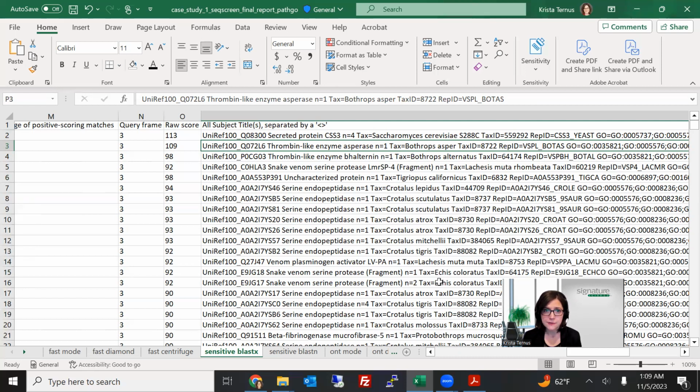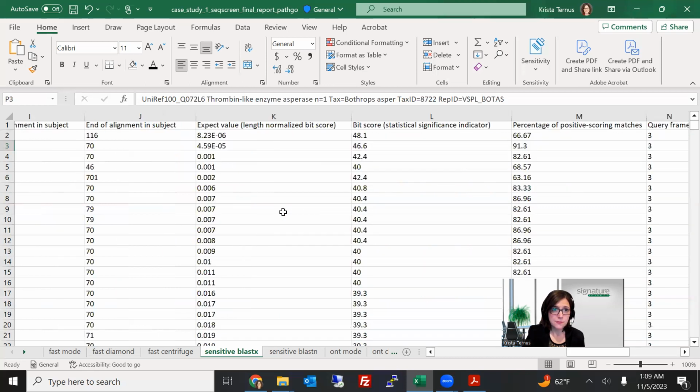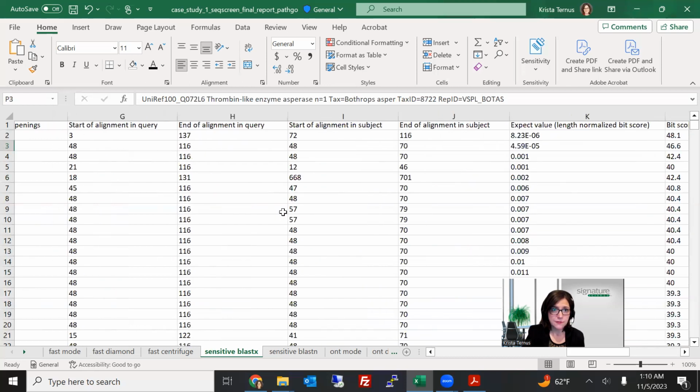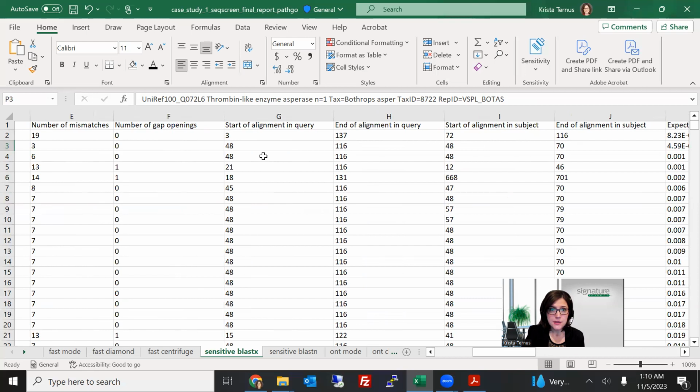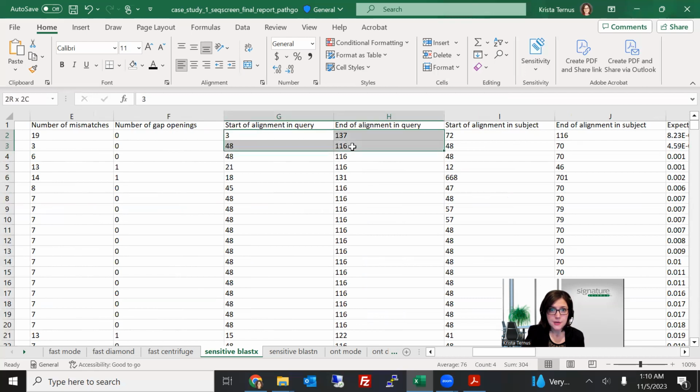In the case of the company that provided the sequence, as they're analyzing this for one of their customers. So there it is. Another thing that can be analyzed here, just to clarify where these particular matches appear in the alignment, is this start of alignment in query and end of alignment in query field.